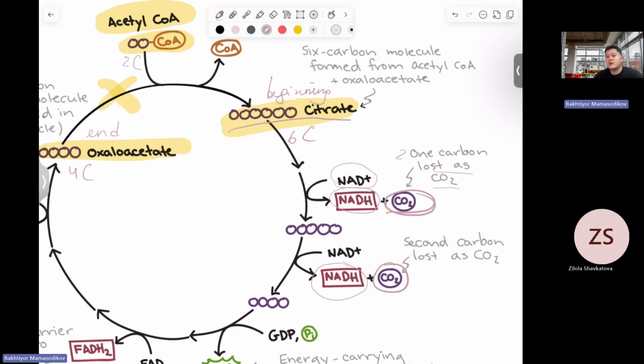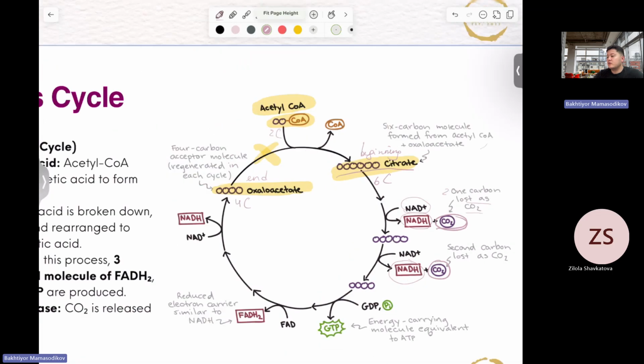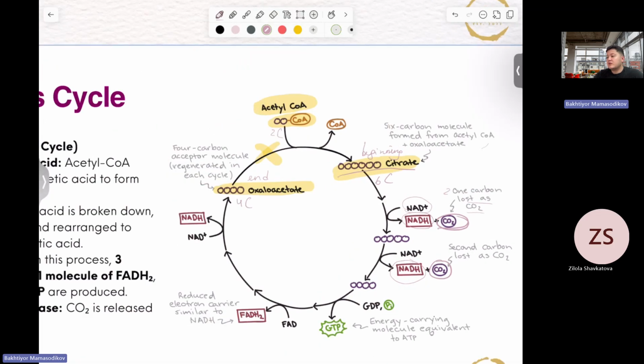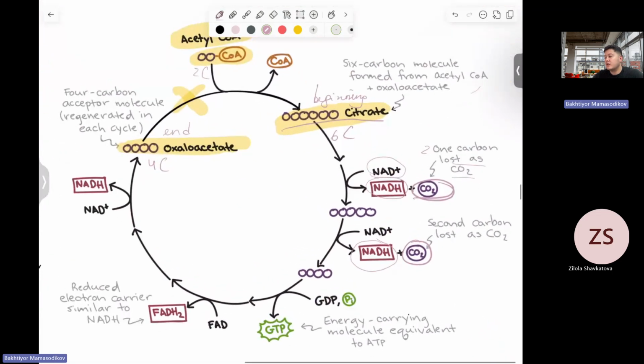The cycle produces 3 NADH, 1 FADH₂, 1 ATP, and 2 carbon dioxide. This is for one acetyl-CoA. But remember, one glucose is going to produce 2 acetyl-CoA, so double it for one glucose. What are the results for the Krebs cycle? You just have to know the results.